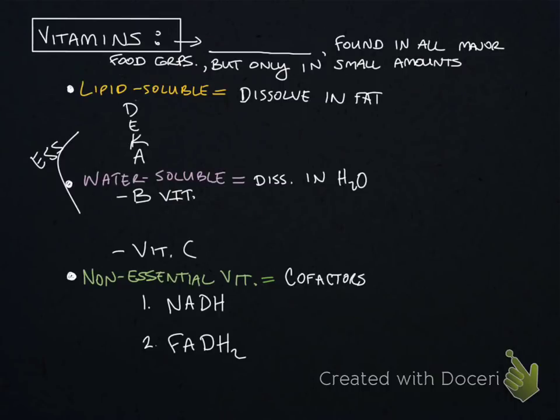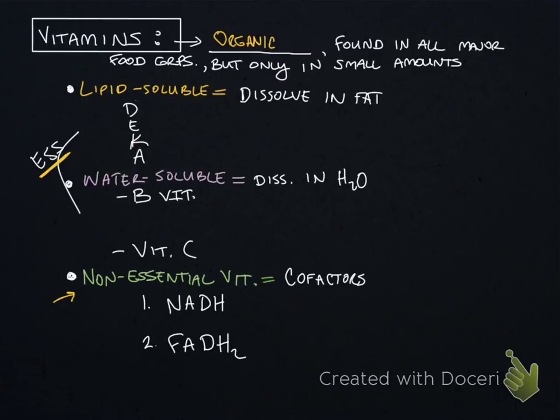Okay, now let's go over some vitamins. Vitamins are termed organic, meaning they contain carbon. And they're found in all major food groups, but only in small amounts. And if they are essential vitamins, that means we must obtain them in our diet somehow. If they are non-essential, that means we synthesize them in our body. So the essential vitamins are broken down into two groups, either lipid soluble, meaning they dissolve in fat, or water soluble, meaning they dissolve in water.